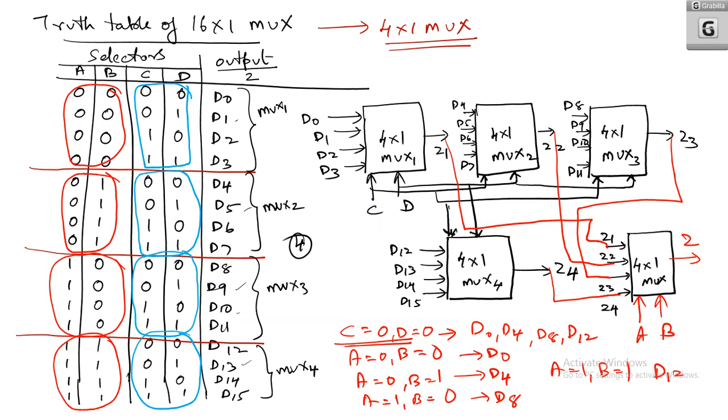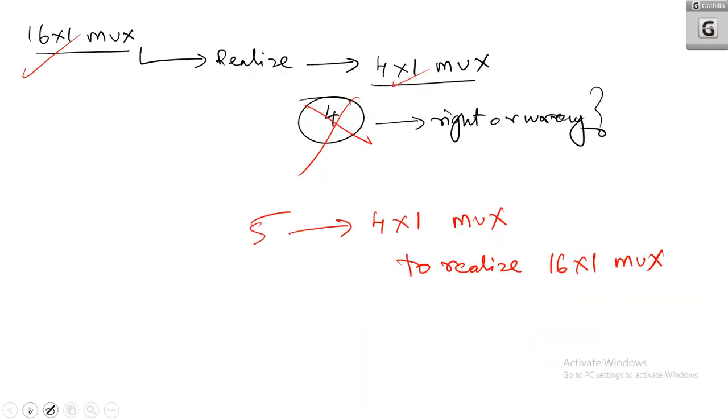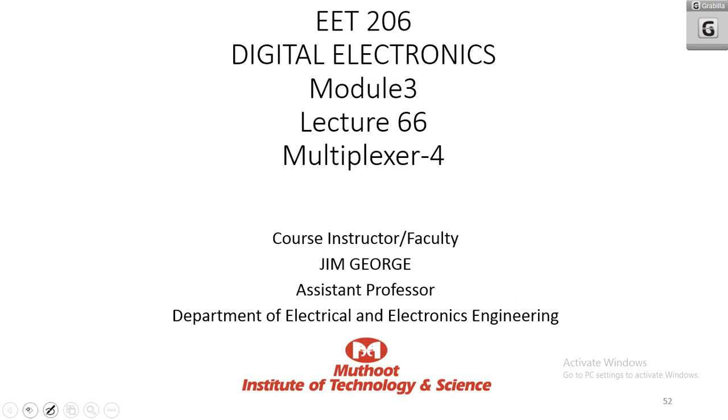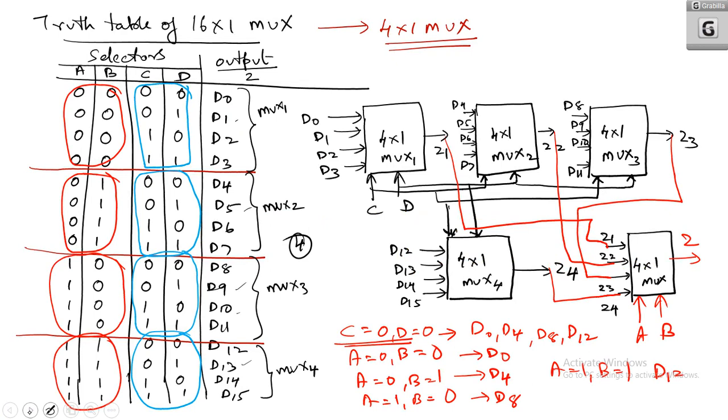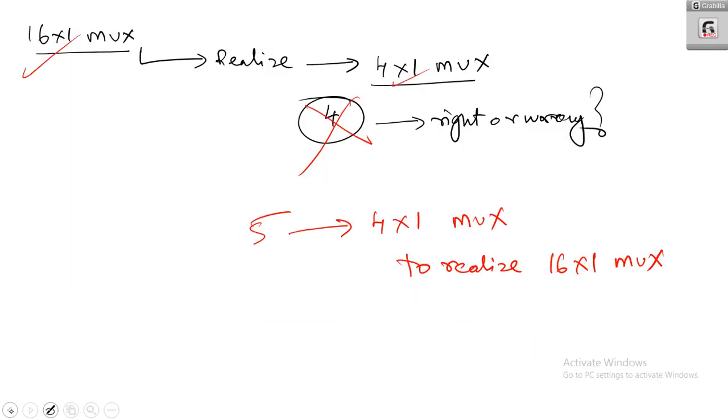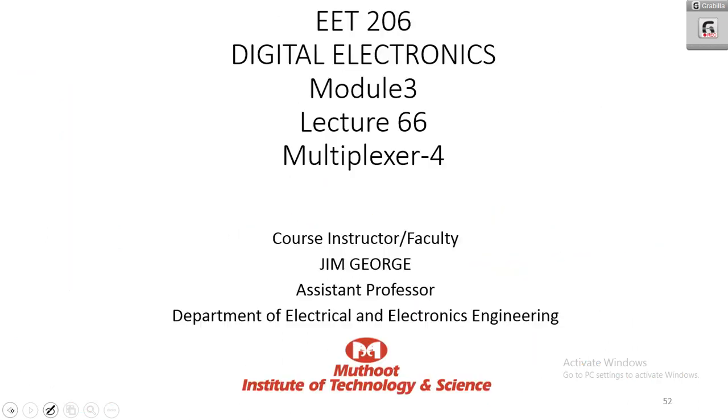Okay, so I think you have got the concept of realizing a 16 by 1 mux using 4 by 1 mux. I have explained one example. In a similar way, you can realize a 32 by 1 mux using 16 by 1 mux, or 32 by 1 mux using 8 by 1 mux, or 32 by 1 mux using 4 by 1 mux, or even 2 by 1 mux.